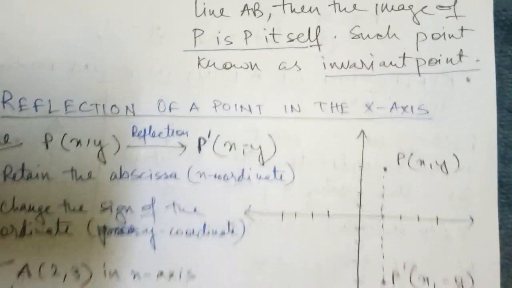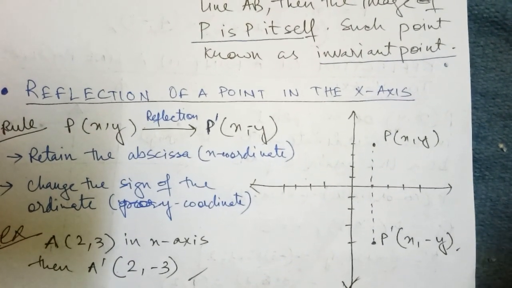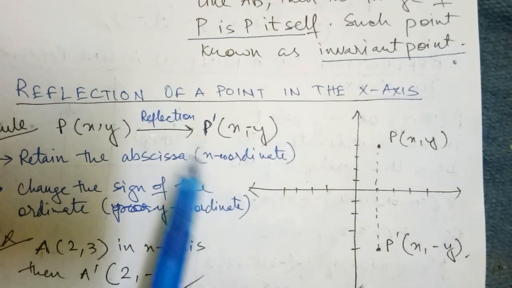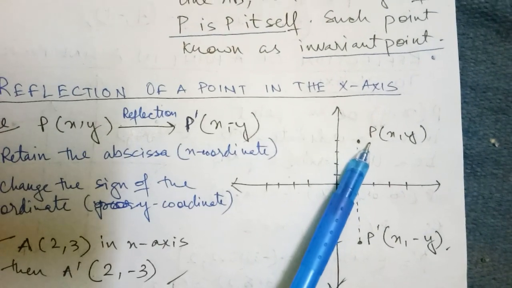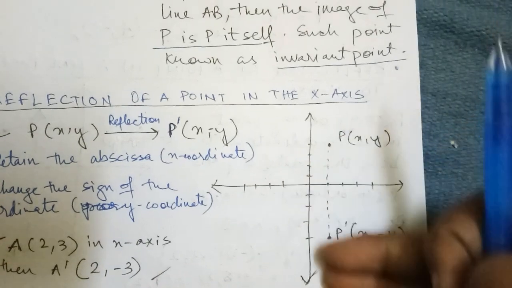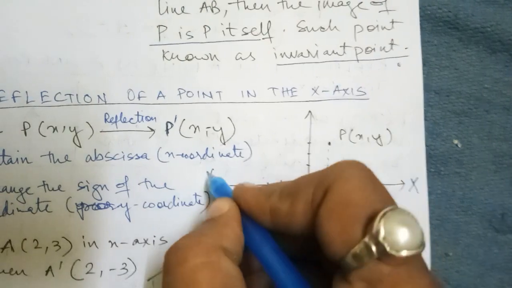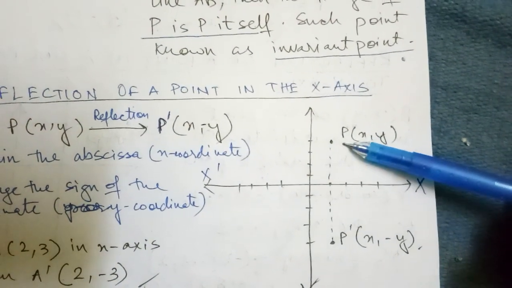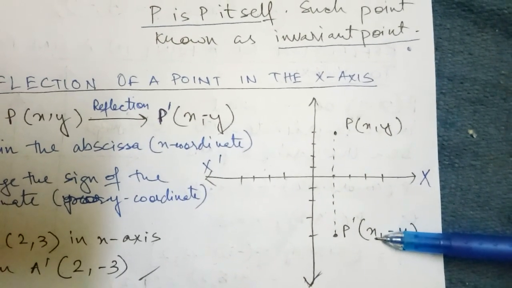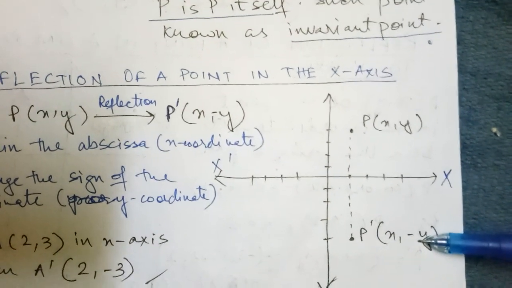Now mainly we come across the reflection of a point in the x-axis. When the x-axis reflection is done, what are the things we have to follow? Suppose P is given and reflected in the x-axis. The x-axis means this is x, this is x dash. The point P is lying over there, and its image is the opposite over here. But the abscissa will be the same. There will be a change in the ordinate. The ordinate value will be in minus. These things you have to keep in mind.